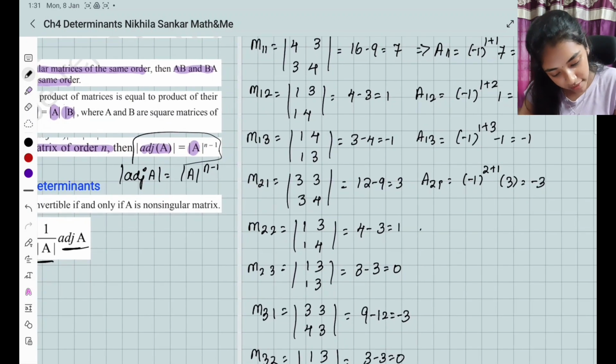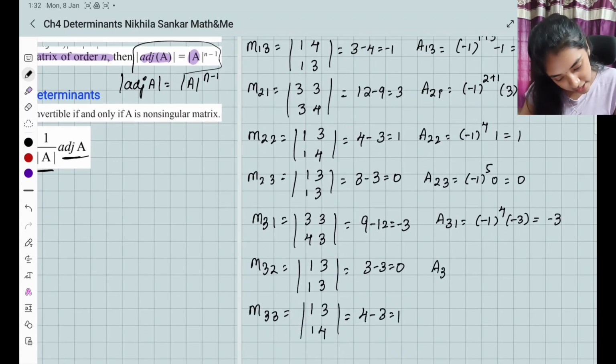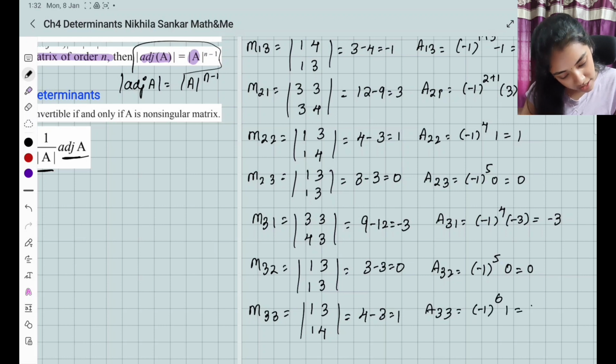Okay, signs மட்டும் carefully பார்த்து போடுங்க. A22 is going to be minus 1 to the power 4 times 1, which is 1. A23 equals minus 1 to the power 5 times 0, which is 0. Then A31 is going to be minus 1 to the power 4 times minus 3, which is minus 3. Then A32 is minus 1 to the power 5 times 0, which is 0. Then A33 is going to be minus 1 to the power 6 times 1, which is 1.